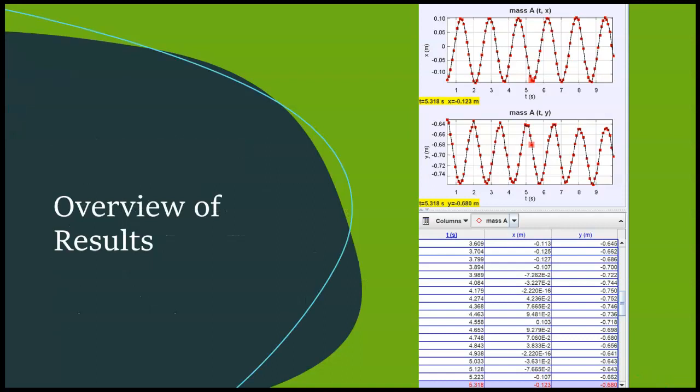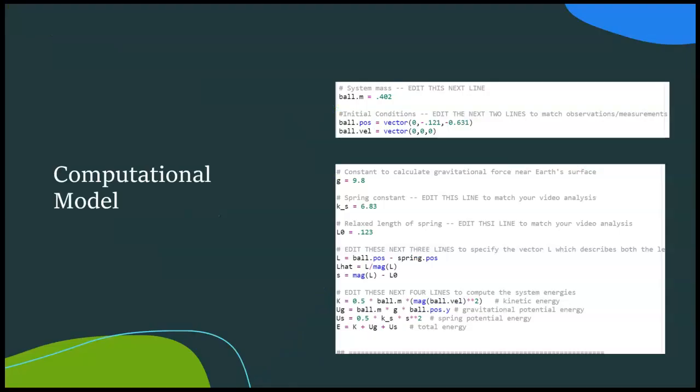Here's the overview of the results. After tracking the motion of the mass on Tracker, we see that the mass follows an oscillatory motion in its x and y components, and we use this motion to calculate the period of this oscillatory motion. In the computational model, we begin by inputting the mass, which is 0.402 kilograms, and the initial position we get from the Tracker data, and we begin by defining our constants.